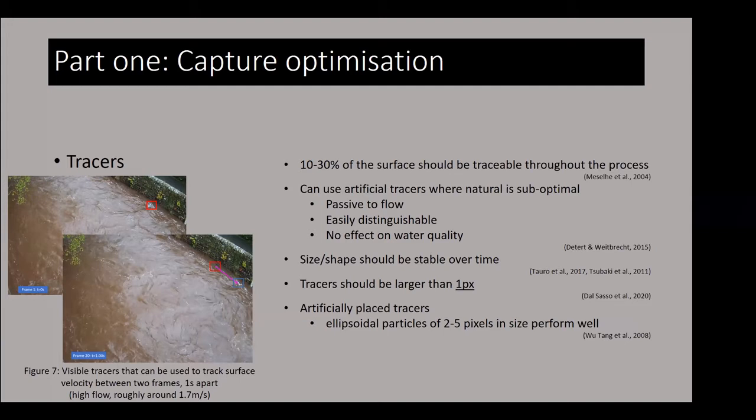For a tracer to be good, it must be stable in shape and size over the time of the sequence. It should also be larger typically than 1 pixel of the image. For artificially placed tracers, the ideal particle should be ellipsoidal and between 2 and 5 pixels, as they've been shown to perform best.